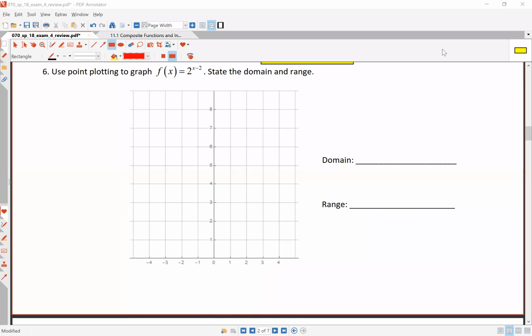This video covers the review for section 12.11.2, exponential functions. Use point plotting to graph f of x equals 2 to the x minus 2.